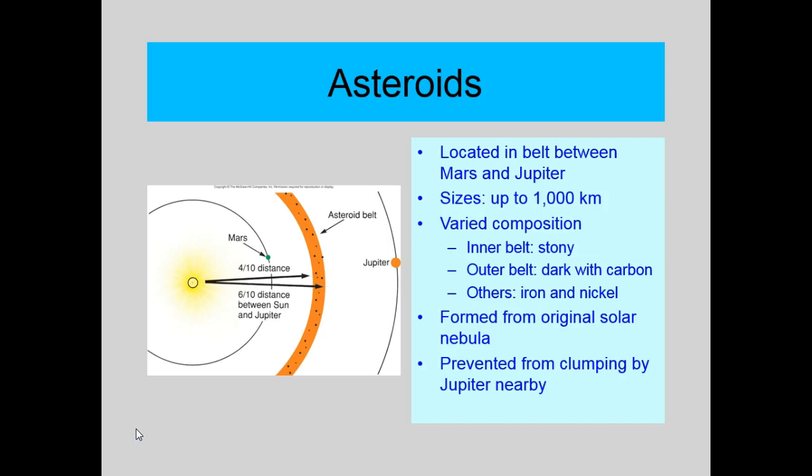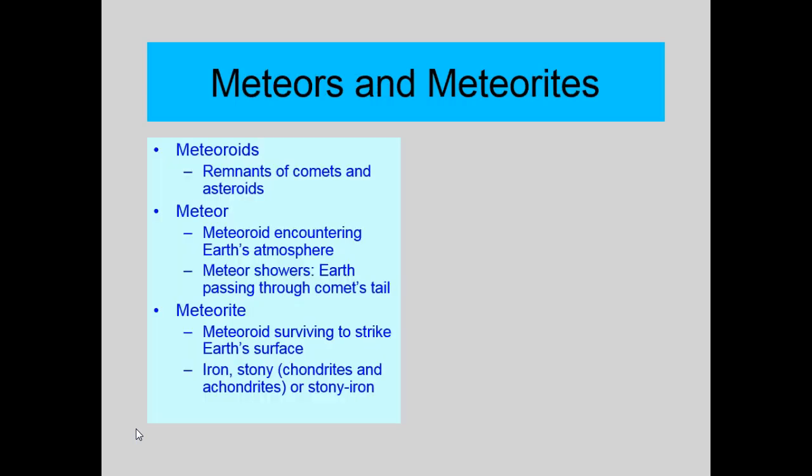I mean, we dodged the bullet in some senses. Okay. So those are the asteroids. Now we get to the meteors and meteorites, but actually before that, the meteoroids. Okay?